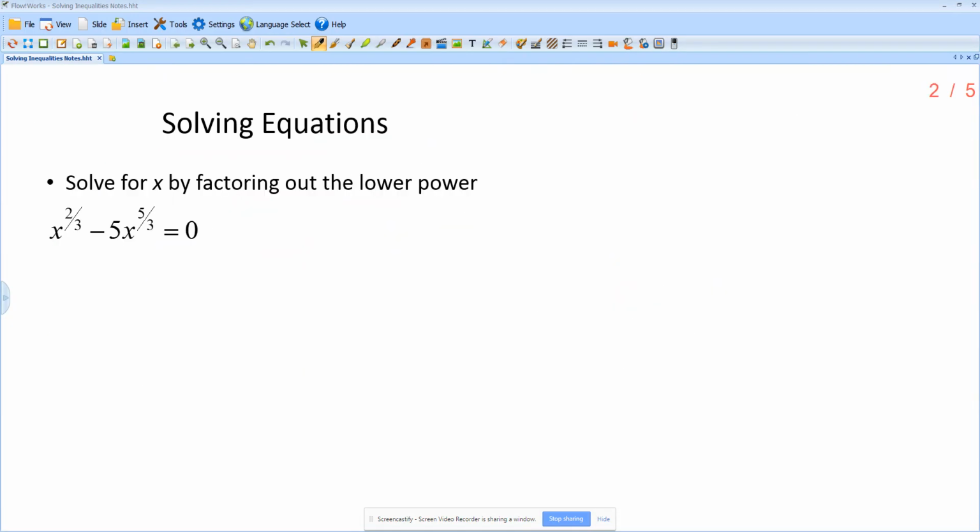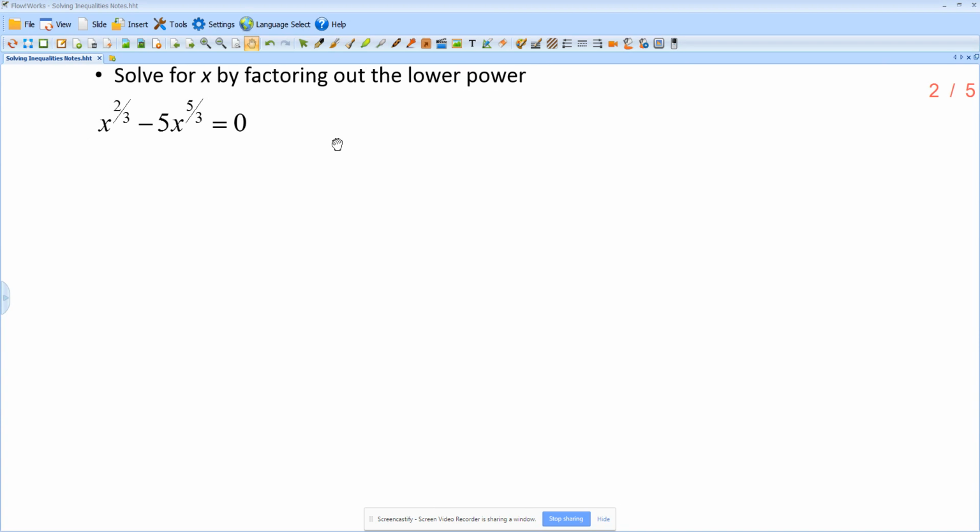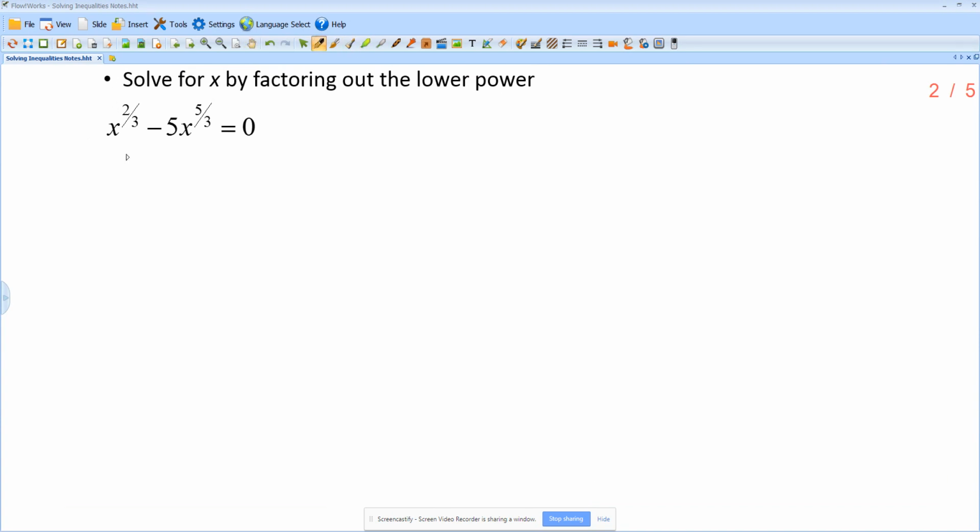All right, moving to some more of that. Solve for x again, factoring out lowest power. So if I'm looking at these two, the coefficients 1 and 5, I can't take anything out from there. I want to take out the smallest exponent. So I want to take out x to the positive 2/3. What I'm left with then, keep in mind, if you're taking x to the 2/3 out of x to the 2/3, it doesn't just disappear, it becomes 1.